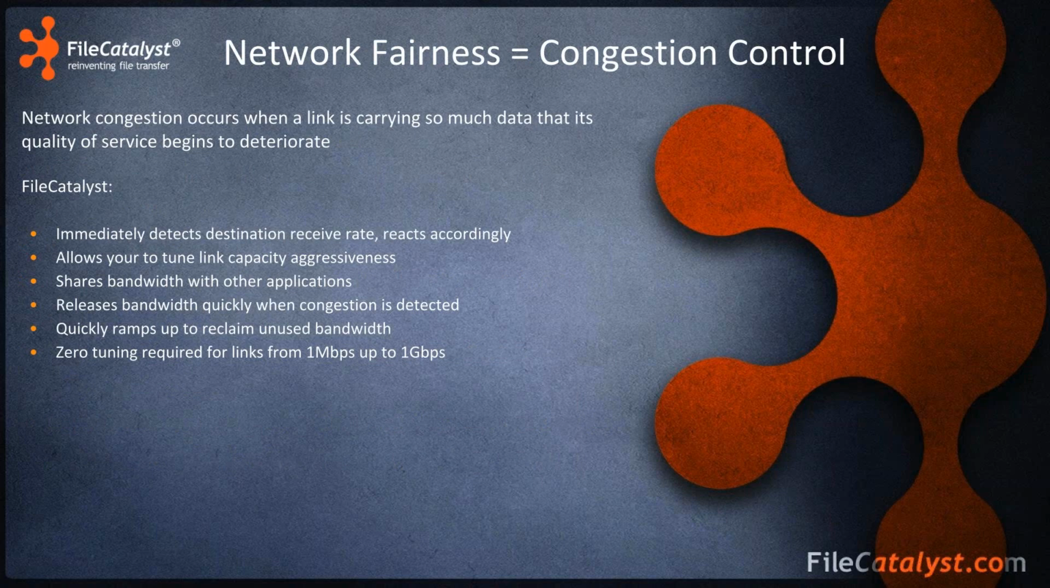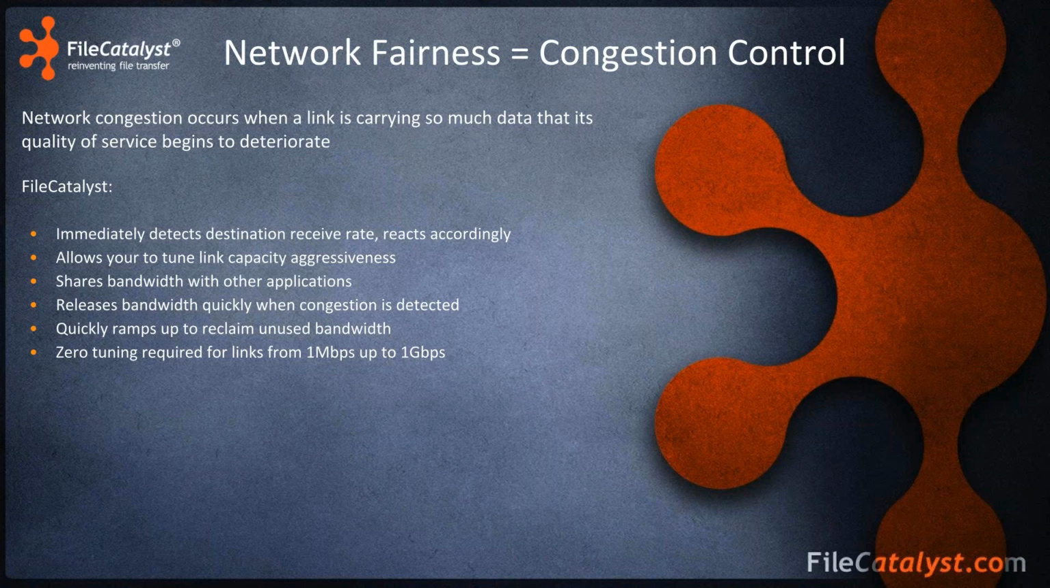So I mentioned congestion control and network fairness early on. Let's talk a bit more about that. So what is network congestion? This happens when a link carries more data than it can handle, when you're trying to transfer more than what you're allowed to on that link.